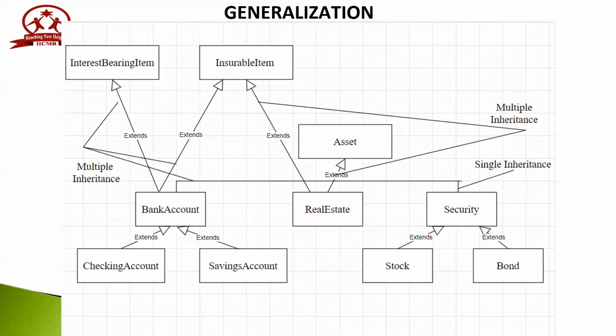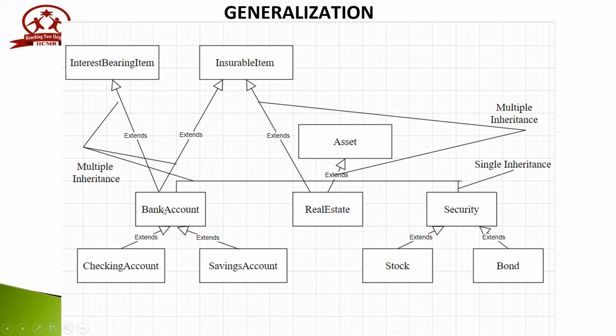Now we'll see one example. In this example, asset is a parent class. Asset has bank account, real estate, and security. Security has two more children, stock and bond. So stock and bond have their own properties, as well as inheriting the properties of the security class. The security class has its own properties as well as the properties of the asset class. So security and asset have a single inheritance, because security has the properties of only the asset class.